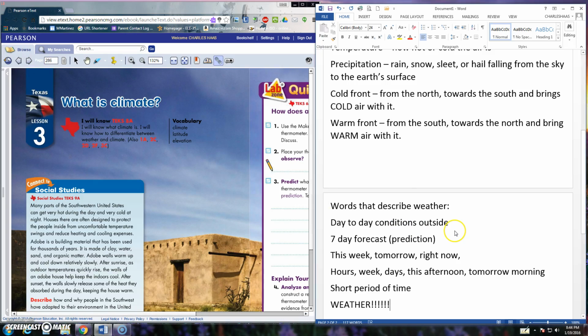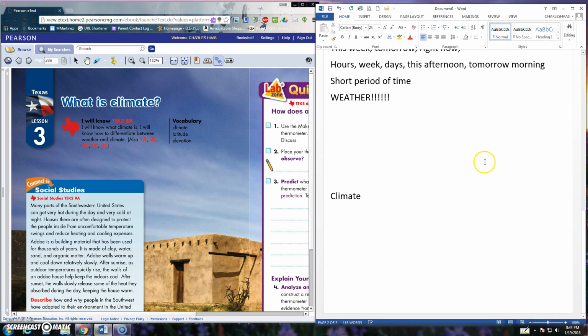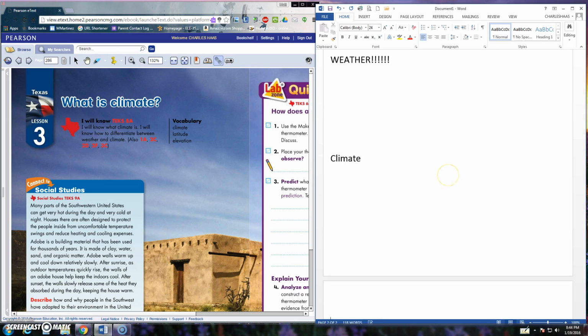Now we're moving on to climate. So in your journal, if you want to start a new page, I'm going to move down. Climate. Weather and climate are related, but weather and climate are not exactly the same thing. So what is climate?